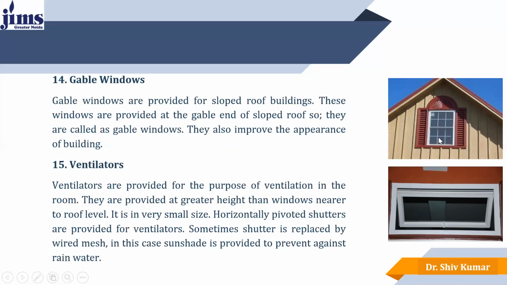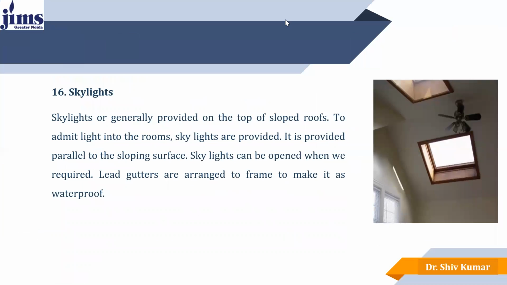Now, the next is ventilators. The ventilator is provided in the wall at the upper portion, just for ventilation purposes, to get air movement. It allows the air to get in and also to get out from the room. The next is the skylights. These skylights are generally provided on the top of a sloped roof to admit light into the room. A skylight can be opened when we require. Lead cutters are arranged to the frame to make it waterproof.